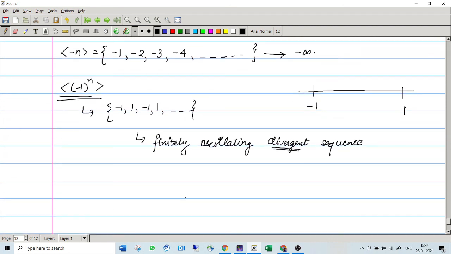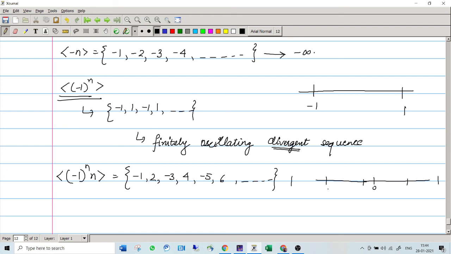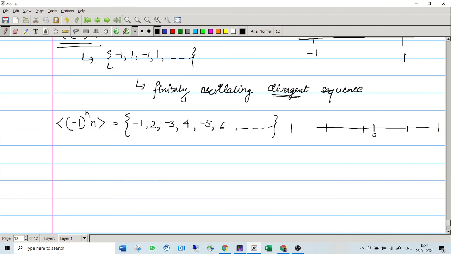Next, one more thing, what if you have minus 1 to the power n times n? ये कैसा दिखेगा? It'll be minus 1, 2, minus 3, 4, minus 5, 6 and so on. मतलब your answers are like, if this is 0, minus 1, 2, minus 3, 4, minus 5, 6 going beyond. So कैसा बनेगा ये? What can you comment about it? Just ऊपर वाला example देखो और you can comment for the answer what kind of sequence it will be like.